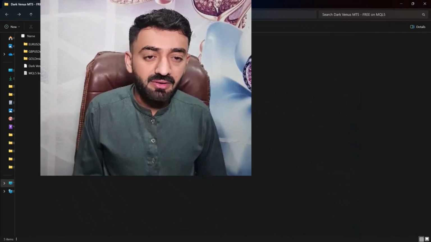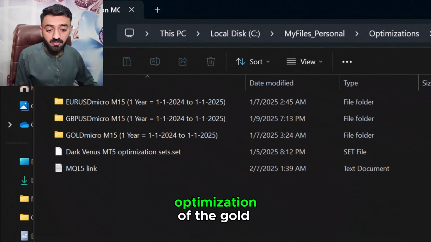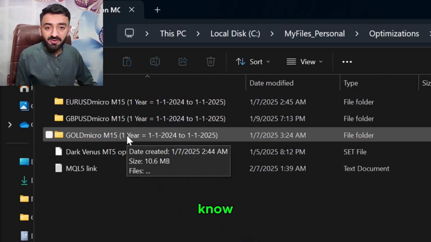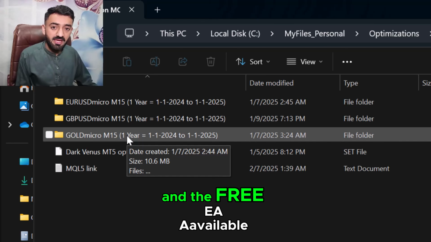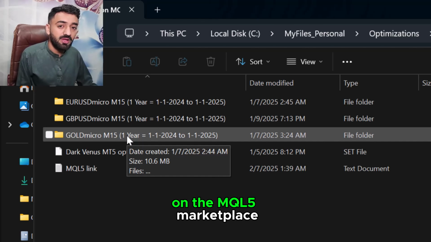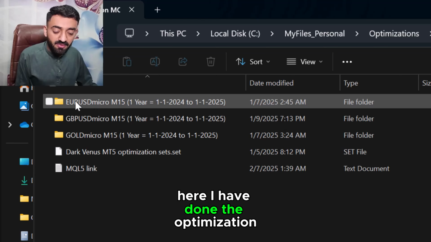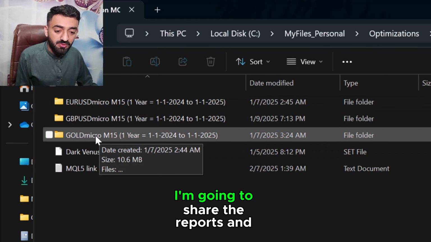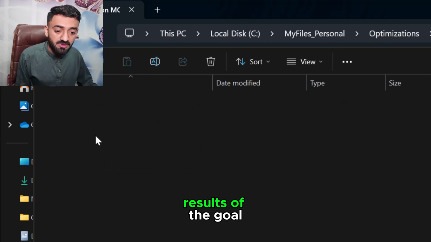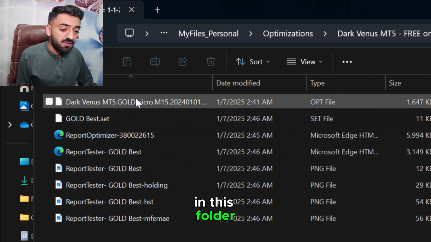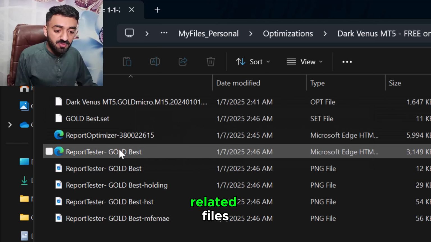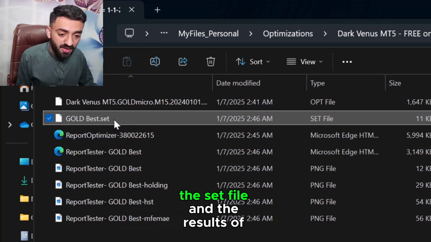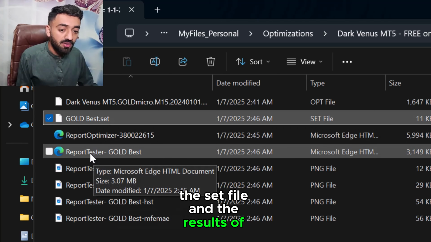Welcome back. Here I have done backtesting and optimization of the gold by using Darkwing SCA. You already know the Darkwing is a very famous and free EA available on Amplify Marketplace. Here I have done the optimization for these pairs, but today I am going to share the reports and results of the gold. In this folder, you can see all the optimization related files and the most important files, the set file and the results of this set file.